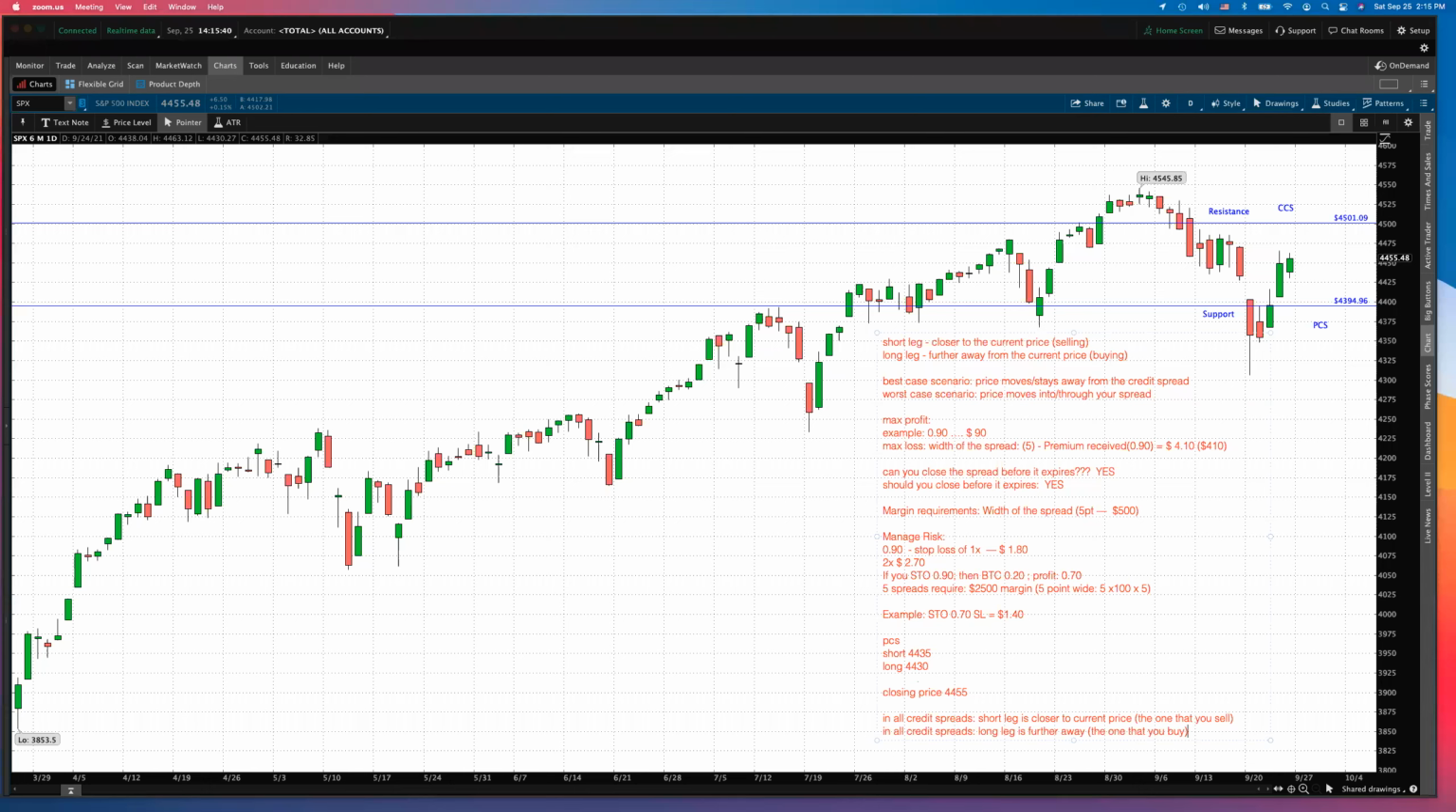So that's the premise for credit spreads, and we identified that we want price to go away. We don't want price to come to us. We want it to stay away. Whether it's a put credit spread or a call credit spread, you want price to go away. So in that example, Rochelle, I believe we said that the short leg here was 44.35 because the price was above 44.35, and that's why we know that was the short leg. And then the long leg, further away from the current price, was 44.30. Does that make sense?